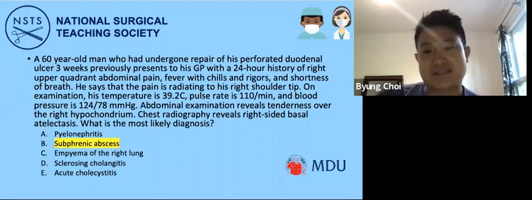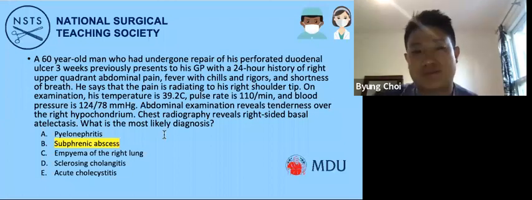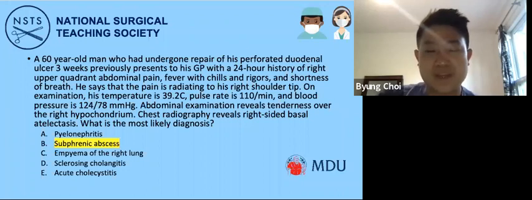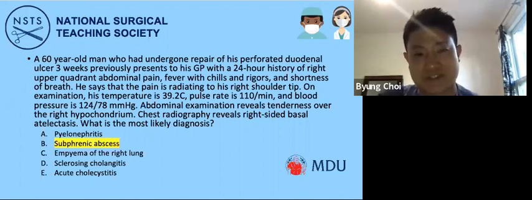In terms of the presenting complaints, he's coming in with right upper quadrant pain, fever, chills, rigors, and that all can fit with acute cholecystitis. They may be septic from biliary sepsis.